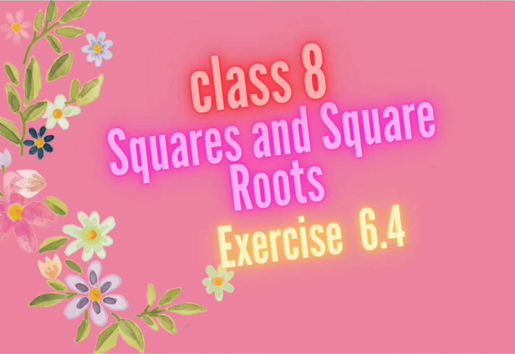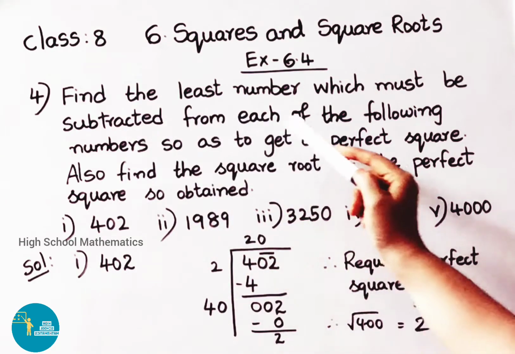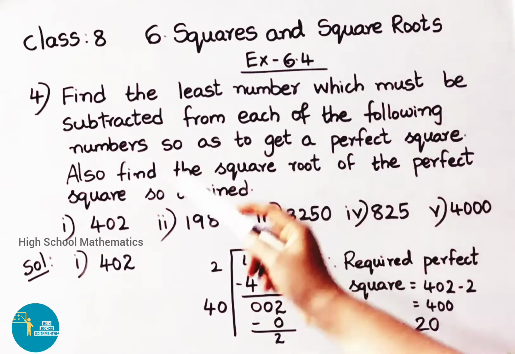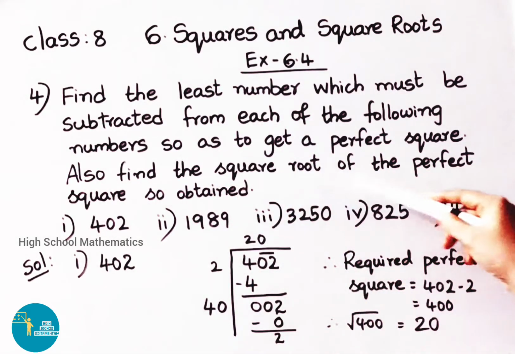Today we are going to learn Class 8 Chapter 6 Squares and Square Roots Exercise 6.4, 4th sum and 5th sum. See now question number 4. Find the least number which must be subtracted from each of the following numbers so as to get a perfect square. Also find the square root of the perfect square so obtained.